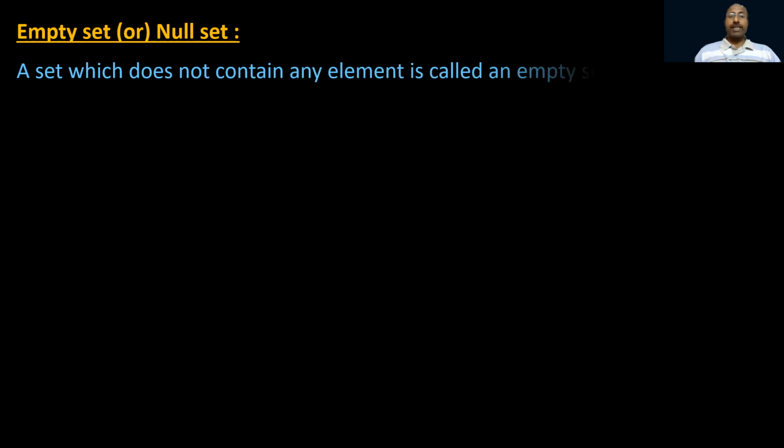A set which does not contain any element is called an empty set or a null set. That is, there is no element present in the set. That is, if the number of elements in a set is 0, then the set is said to be an empty set or null set. So let us see some examples for empty sets.